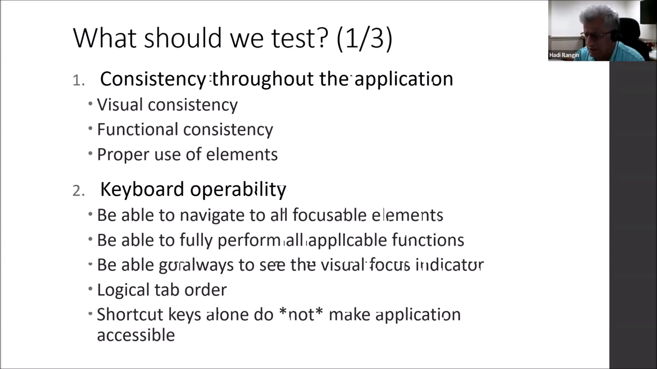Yes, there are certain areas where screen readers have more access to keyboard functionality, but usually, as I said, they depend very much on keyboard accessibility. So when we do keyboard accessibility testing, there are certain things that we really want to watch for. We check for consistency. So the consistency, we are checking visual consistency and technical, functional consistency, as well as proper use of elements.